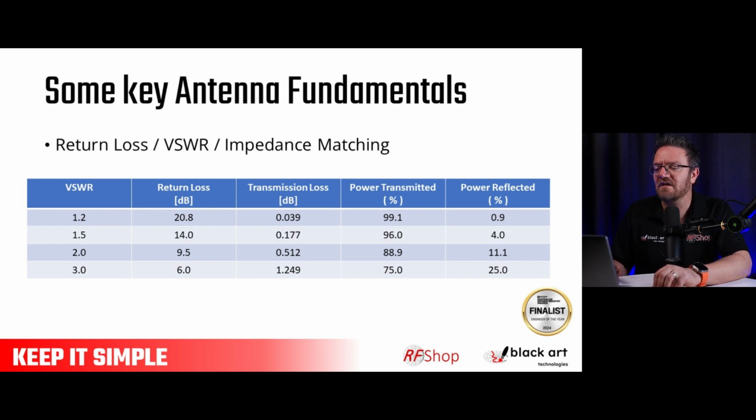Translating that to percentage, 75% of my power is going forward at the 3 to 1, and 25% of my power I'm just throwing away, reflected back. It's not to be seen again. That is a lot, and that's something to be taken into account. So normally when we do antenna designs, we aspire to get 1.5 to 1. You can see, we are endeavoring to have 4% reflected, so 96% is going forward.